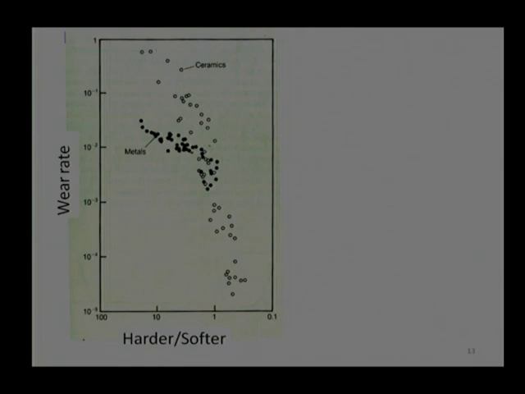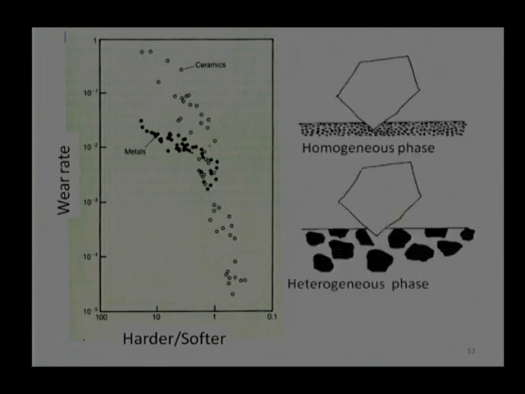Now, if this hardness ratio decreases, that means wear rate will come down, but for the other surface, it will not be so for the one surface. There is another possibility of a material combination. We say that whether the material is homogeneous or heterogeneous.